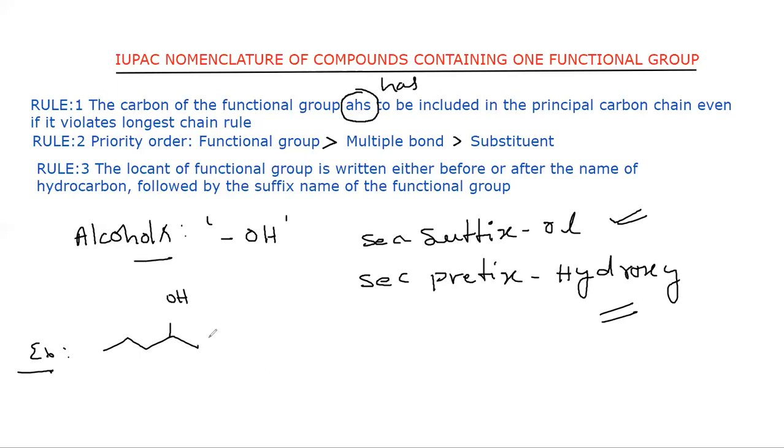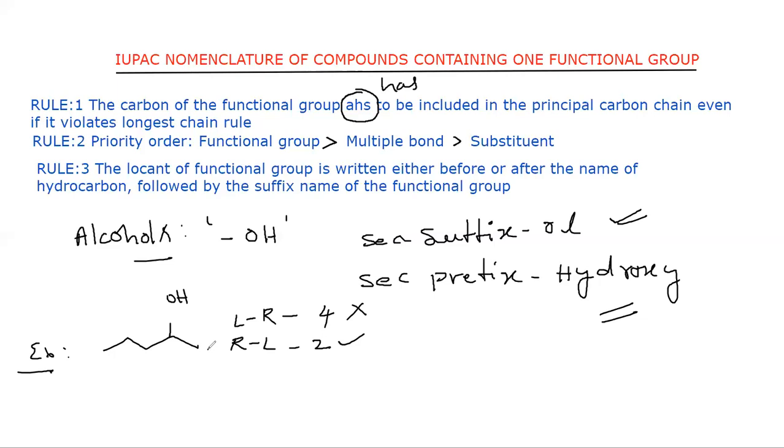Okay. So according to the lowest locant rule, our locant should get the lowest number. So here our locant is the functional group. If you give the numbering from left to right, 1 2 3 4, the substitution will get the fourth number. Suppose if you give the numbering from right to left, the substitution will get the second number. So this is the right one and this is the false one.